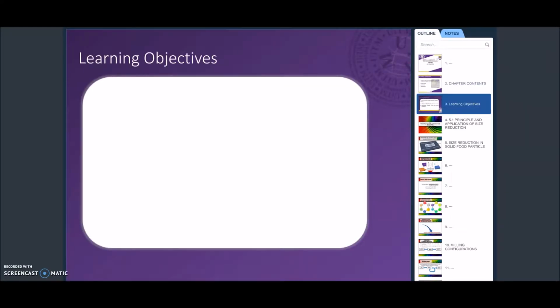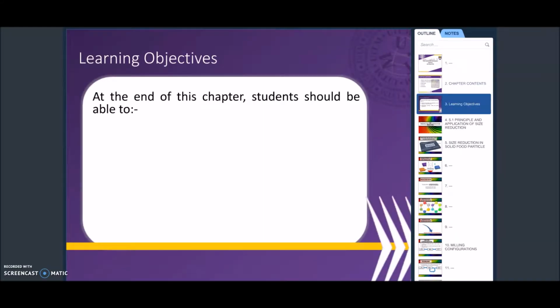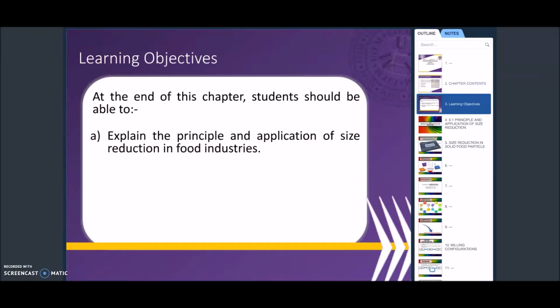For learning objectives, at the end of this chapter, students should be able to: A, explain the principle and application of size reduction in food industries, and the second one is to differentiate grinding, cutting and slicing equipment.